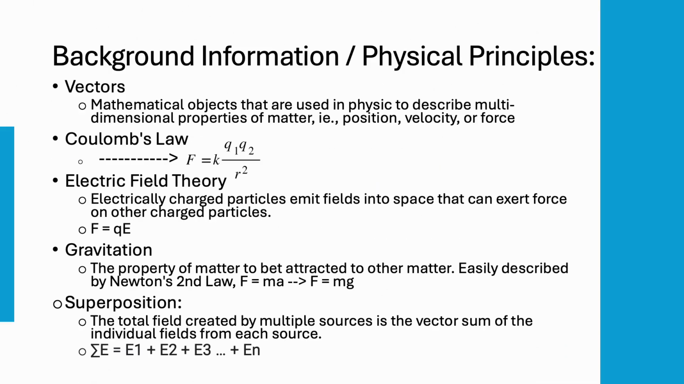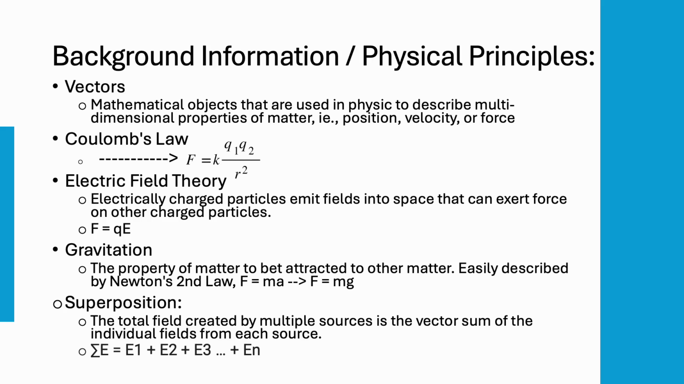Introduction. Background information and physical principles. Vectors are widely used in physics to convey multidimensional information and consist of the magnitude and direction of a quantity. Coulomb's law states that an electric force is proportional to the charges of two particles and the distance between them squared. This is multiplied by Coulomb's constant, which is approximately 9 times 10 to the 9th, with units newtons meters squared divided by Coulomb squared.